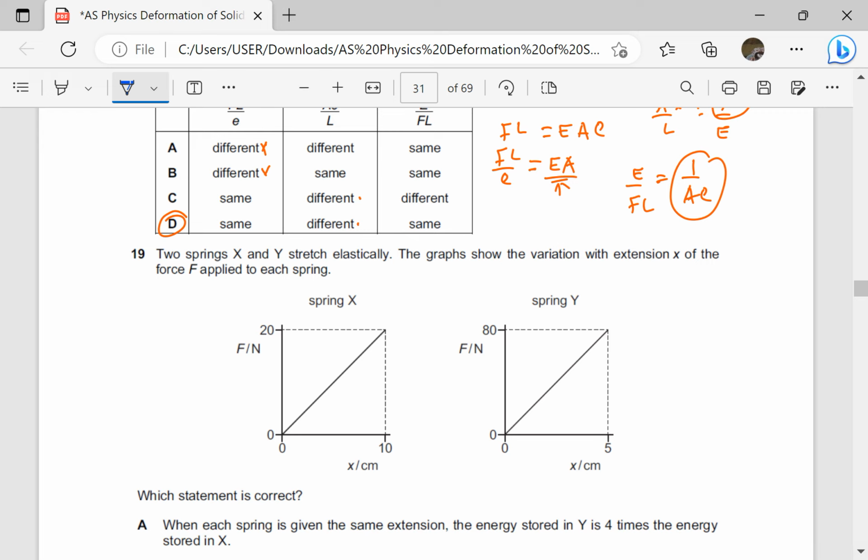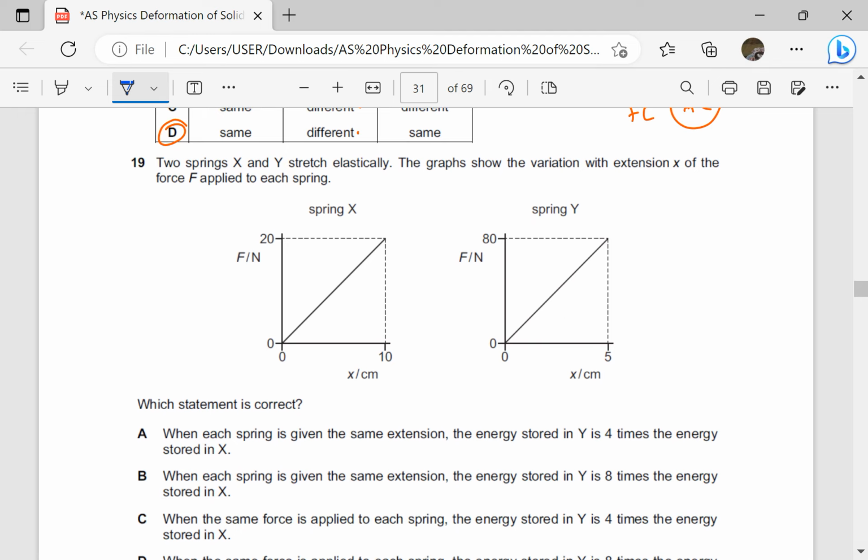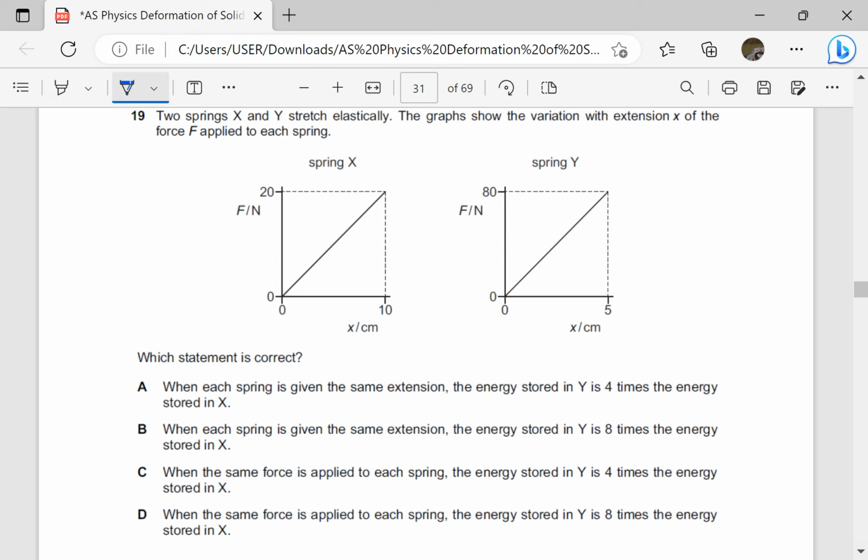Two springs X and Y stretch elastically. The graphs show the variation with the extension X of the force F applied to each spring. Which statement is correct? Okay, we can first of all check the constants. K here is going to be 20 over 10. I'm not changing the units, so it will be 2 newtons per centimeter.